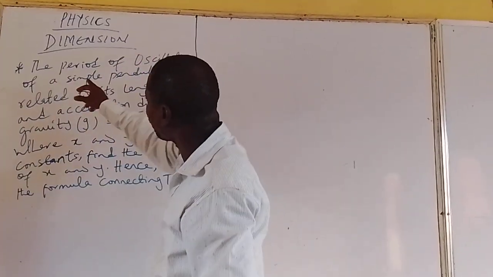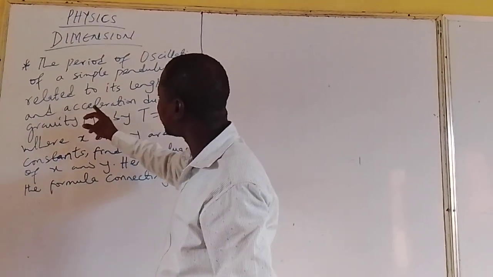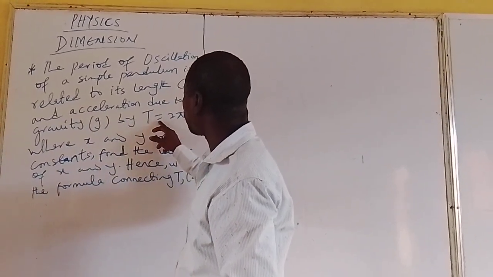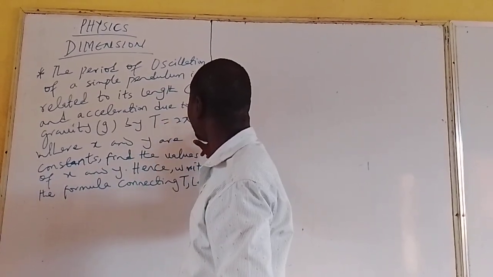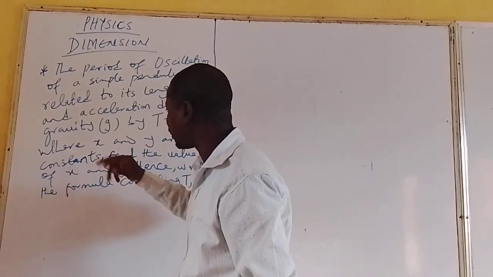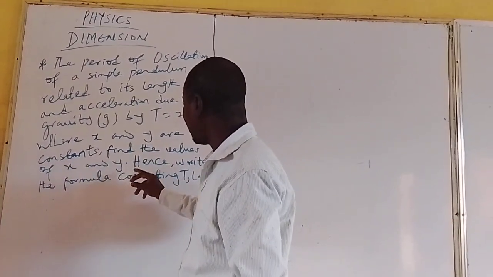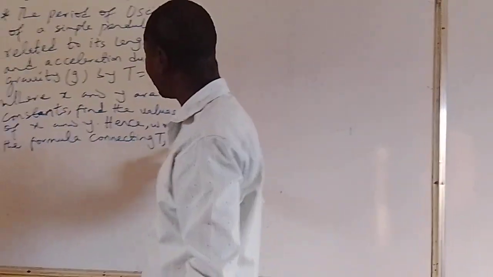The period of oscillation of a simple pendulum is related to its length L and acceleration due to gravity G by T is equal to 2 pi L raised to power x G raised to power y, where x and y are constants. Find the values of x and y. Hence, write the formula connecting T, L, and G.